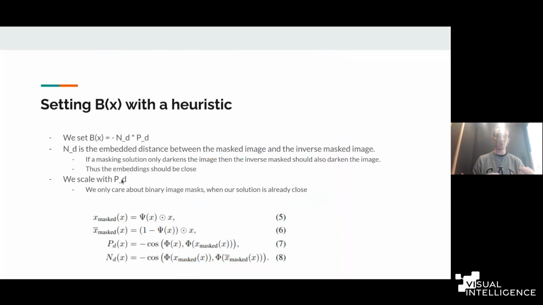We also make sure to scale the negative distance between these images, the masked image and the inverse masked image. We scale that with the positive distance between the masked image and the original image, but that's simply because we only care about a binary mask when we already have a fairly good solution. This was a heuristic. It's something I'm not completely satisfied with, but it is what worked in the paper.